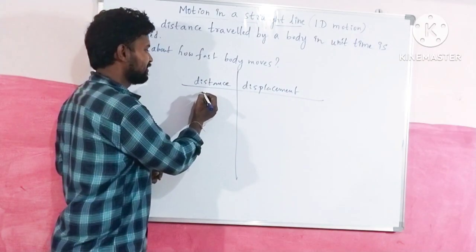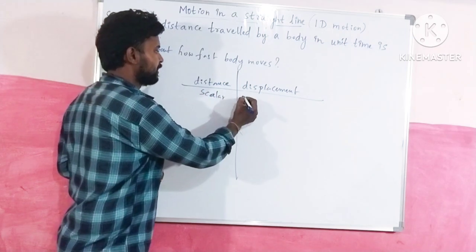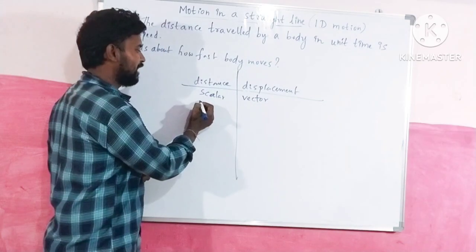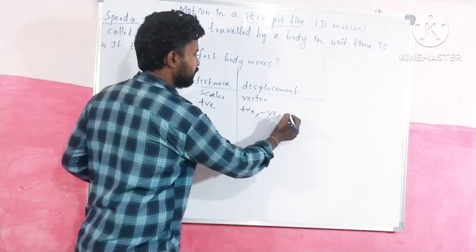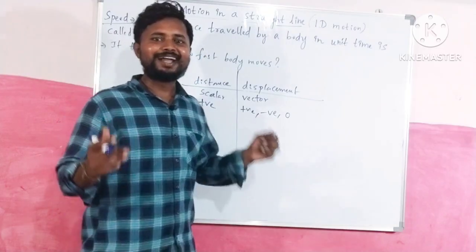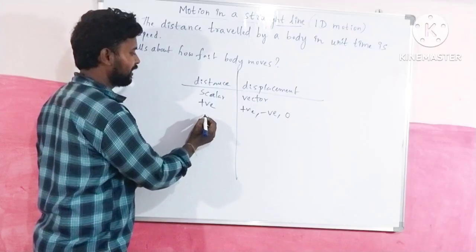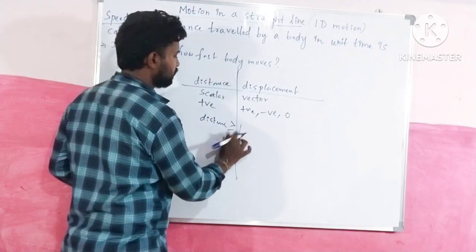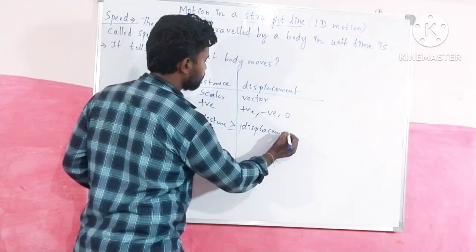Distance is a scalar quantity. Displacement is a vector; it has both magnitude and direction. Distance is always positive. Displacement may be positive, may be negative, may be 0. Next, distance is always greater than or equal to displacement.